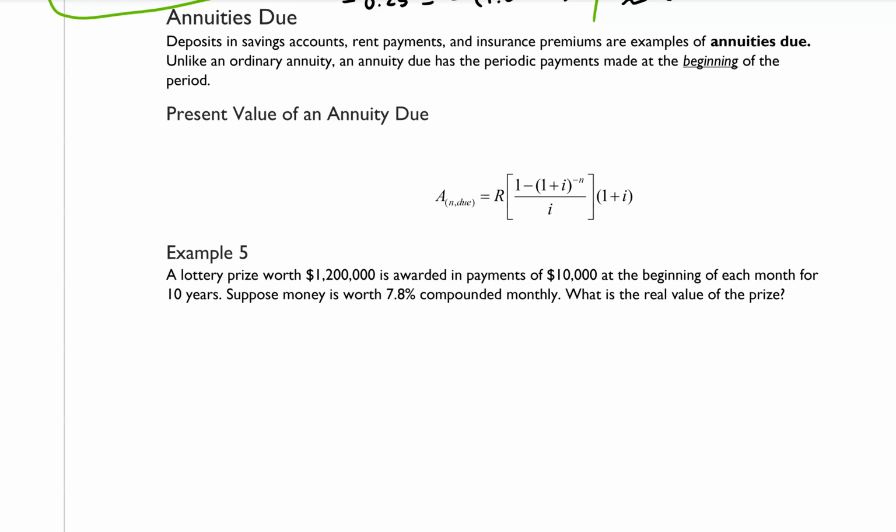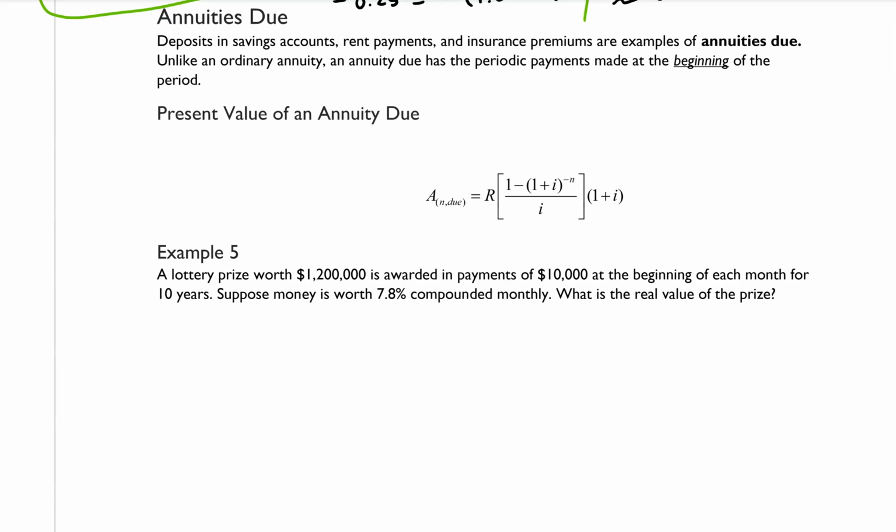All right, so now we want to talk about the present value of an annuity due, and we denote that with this notation here, A sub, and then in parentheses n comma due, and it looks very similar to our previous formula. And again, the only addition is that we are multiplying the entire thing by the expression 1 plus i, where i represents our interest rate.